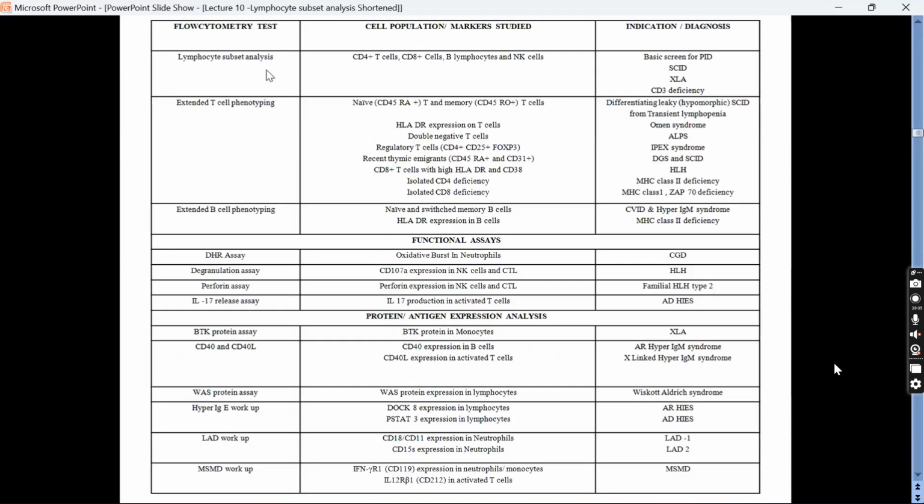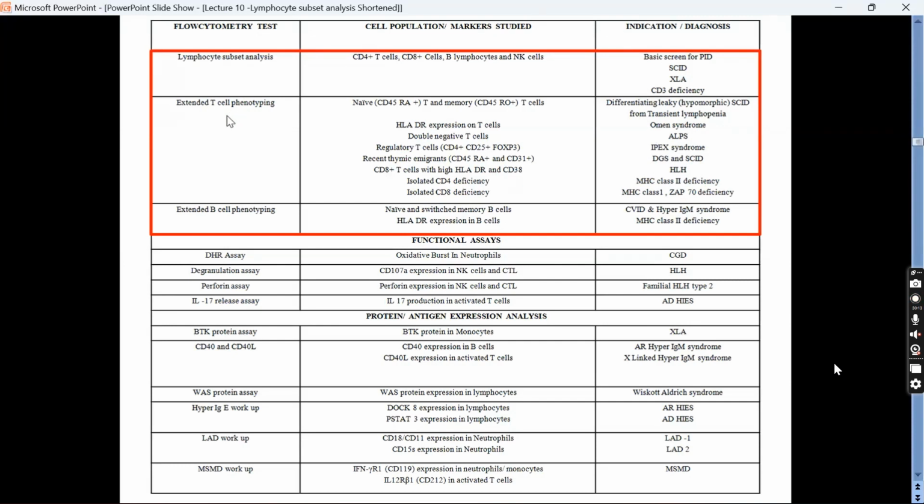Now, these are the flow cytometry tests, and these are the diagnoses which can be made by flow cytometry. I have not included everything. There are many other activation assays, but these are some of the assays which we can do in our laboratory. I am doing this assay, which I will show you today. Basically, a simple lymphocyte subset analysis is where we study the lymphocytes and segregate them into T lymphocytes, B lymphocytes, NK cells, and T lymphocytes further into CD4 positive T cells and CD8 positive T cells. So doing that is called lymphocyte subset analysis.